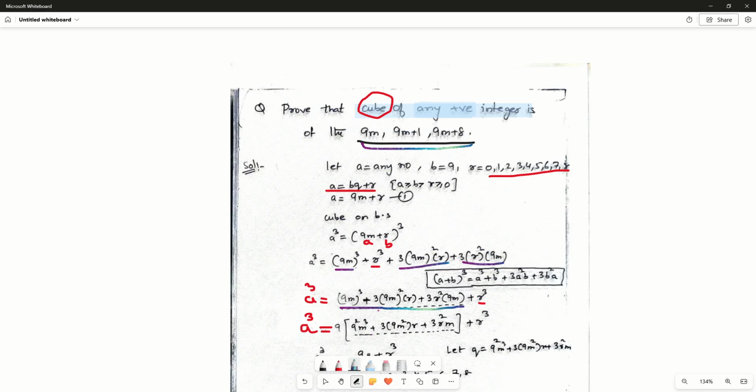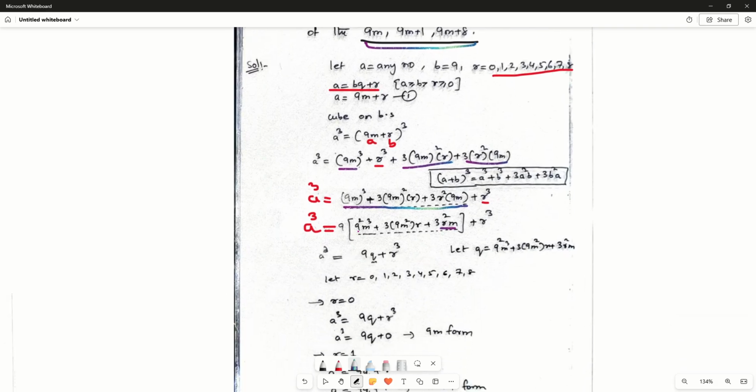M cube is the same, I am not disturbing anything to this. 9m whole square is there, so I am taking one 9 outside, so one 9 will be left. M square is the same, so I am taking 9 from this expression outside. I am left with 3r square m here. Alright, and then r cube is the same.